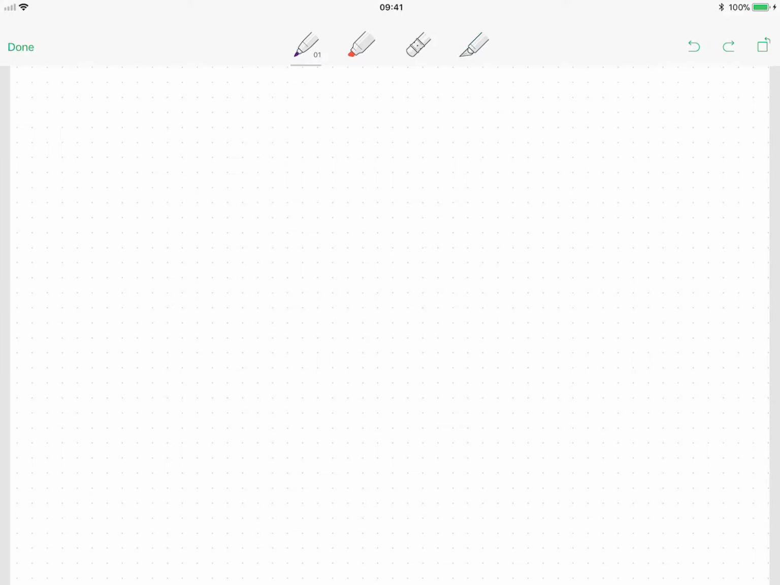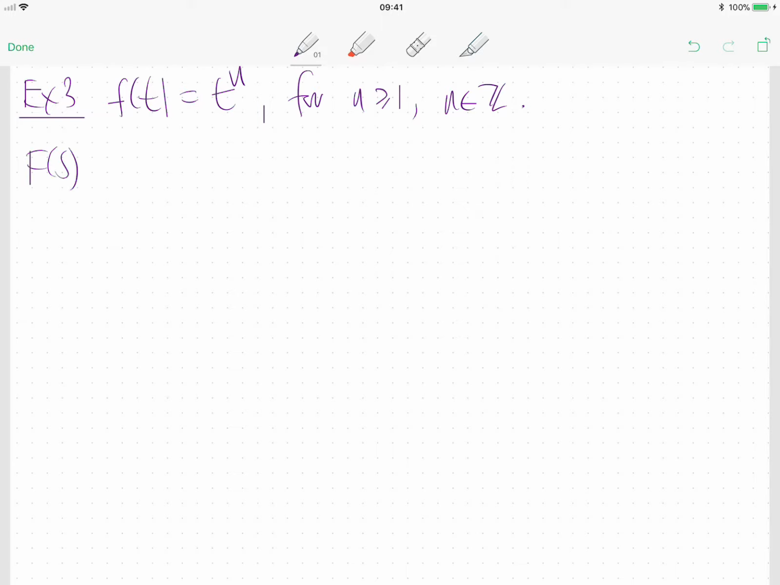Hello everybody, today we're going to take a look at another example of calculating the Laplace transform for certain functions. We're up to our third example, which is f of t equals t to the power n, for some integer n which is bigger than or equal to 1. Okay, so let's jump straight into our definition.